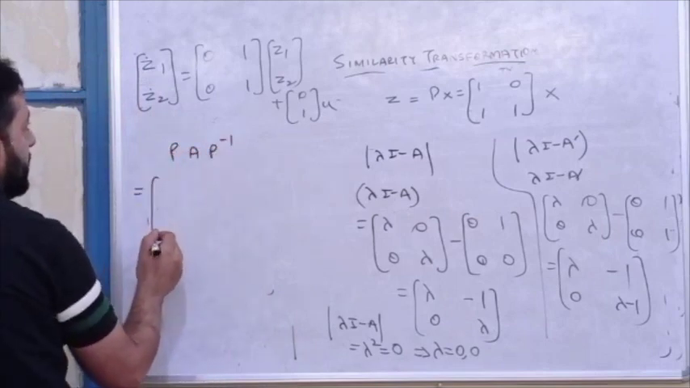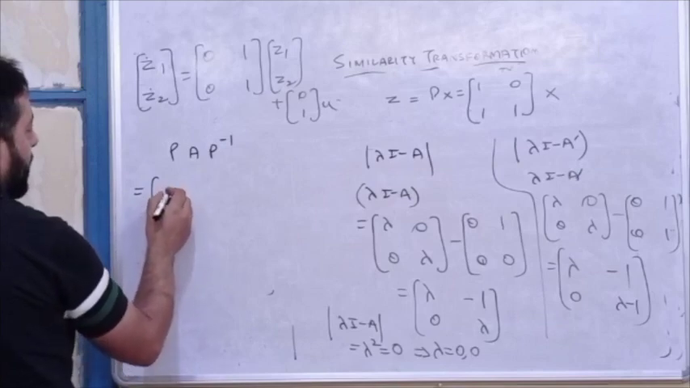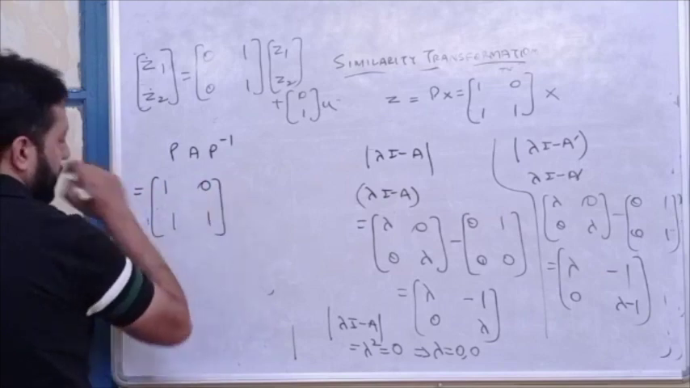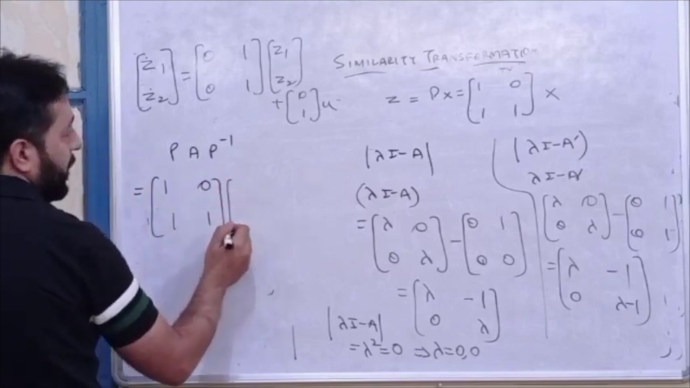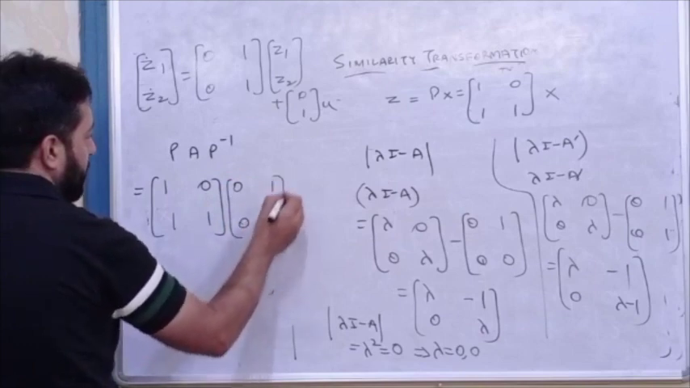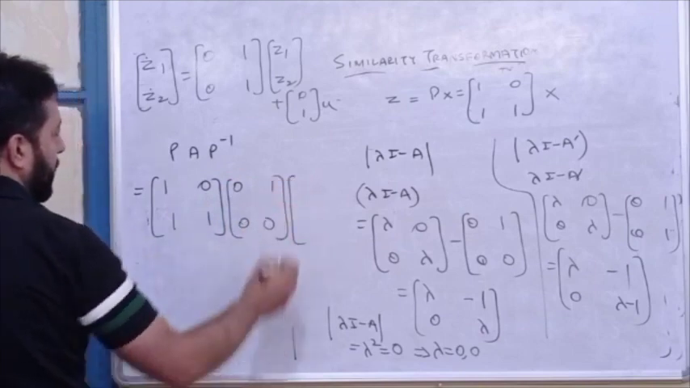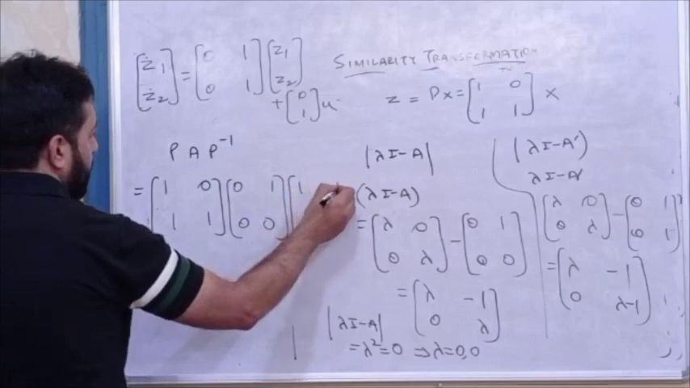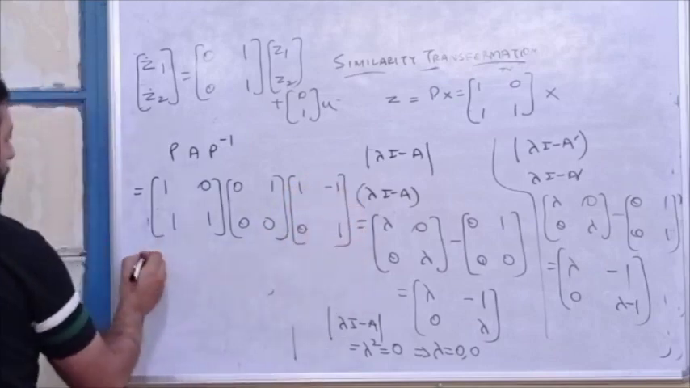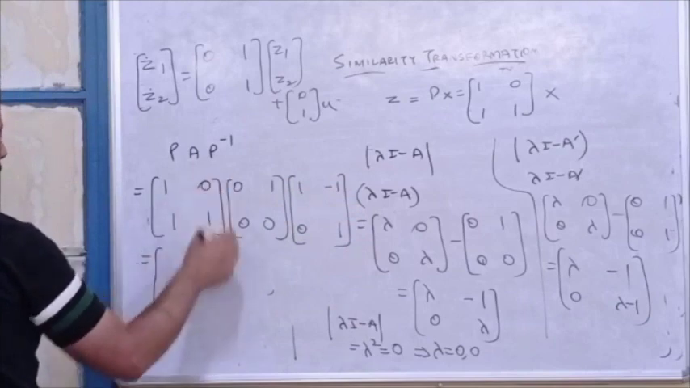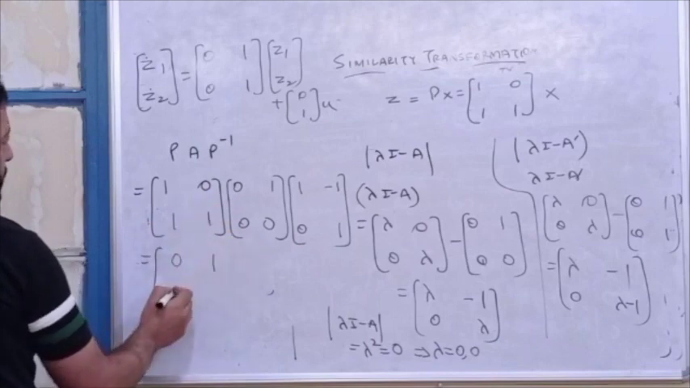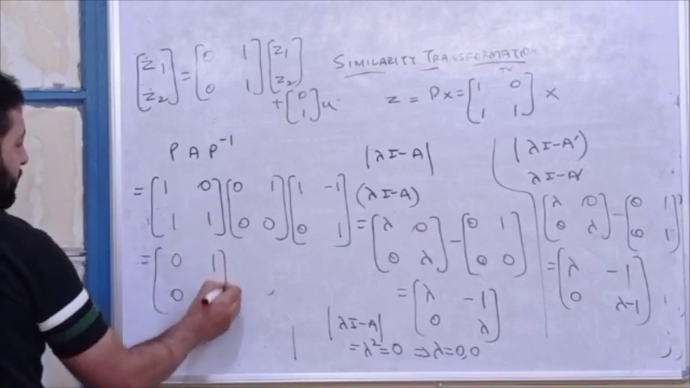क्या बताया था मैंने? 1011 ऐसे? Yes sir. Then A क्या है? 0100 है ना? What is P inverse? 1 minus 1 0 and 1. This is 0. This is 1. This is 0 and this is 1, है ना?